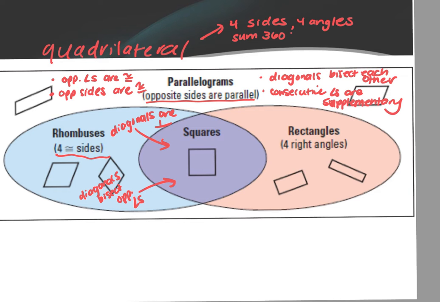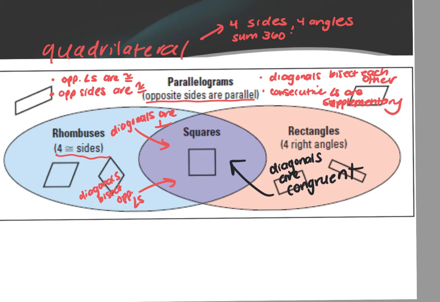Then we learned about what for the rectangles. We added 1 property for rectangles. Yep. The diagonals are congruent. So if they are congruent for a rectangle, they are also congruent for a square.